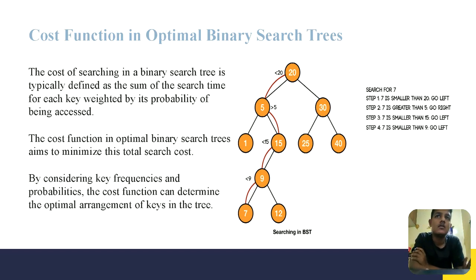See, this cost function in optimal binary search trees is typically defined as the sum of the search time for each key. By adding all of them, weighted by the probability of being accessed, we get the total. The function in optimal binary search trees aims to minimize this total search cost. It helps to reduce the total search cost.